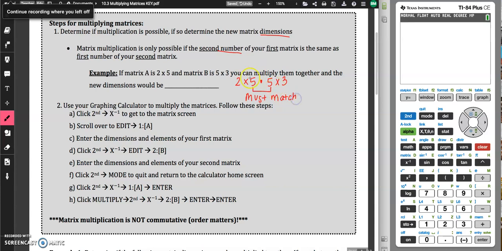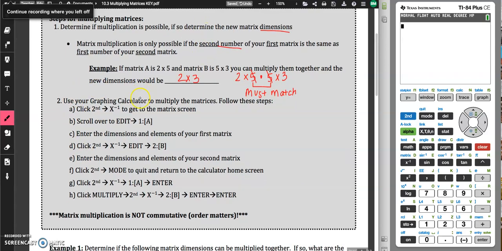If they match, I kind of think of it like they cancel each other out, so I actually cross them off. And the new dimensions would be whatever is left, a 2 by 3. Notice the order here. If you're multiplying A times B, you have to write them in the correct order, okay? If you flip the order of the multiplication, then you would also flip the order you wrote the dimensions. And that might change whether you can multiply them together or not. And we'll do some practice here.